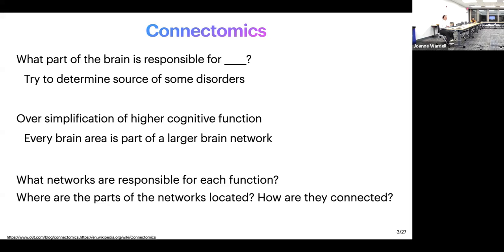We learned that every brain area is part of a larger brain network that is responsible for different cognitive functions. So now we're asking what networks are responsible for different functions in the brain, where are the different parts of these networks located in the brain, and how exactly are they connected? I think these are the kinds of questions that connectomics is trying to answer.